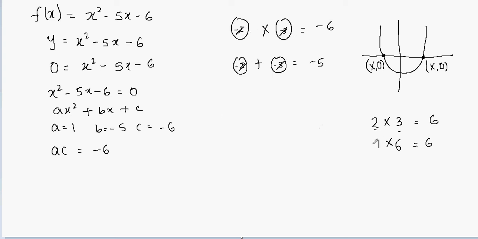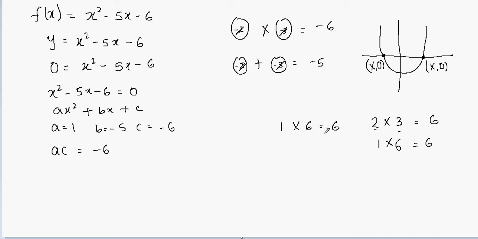Okay, then let's move to this one. Now 1 times 6 is going to be 6, and 6 minus 1 could be 5. Now let's say 1 times 6 will be 6. Now the negative sign comes into the picture. Here I have negative 6.